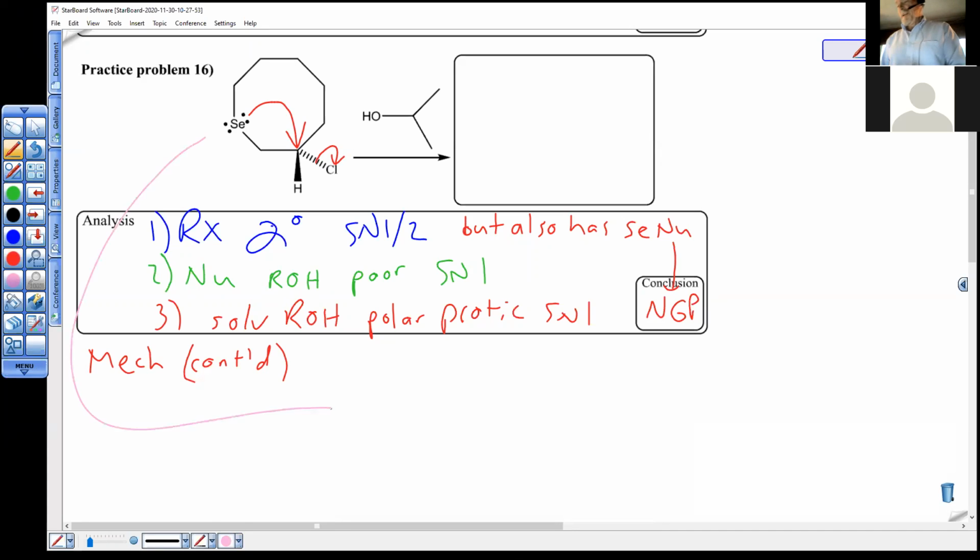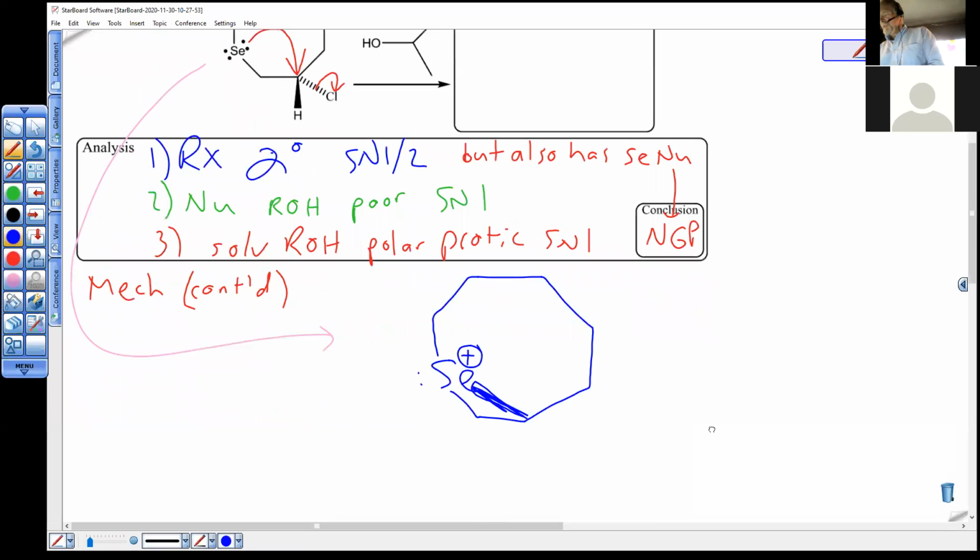What are we going to get here? We're going to get something that started off as an octagon. Still going to have this octagon around the outside. And what's the back side of a dash? That's a wedge. So there's going to be a wedge bond up to the selenium here. A plus on the selenium. There'd be an H here.